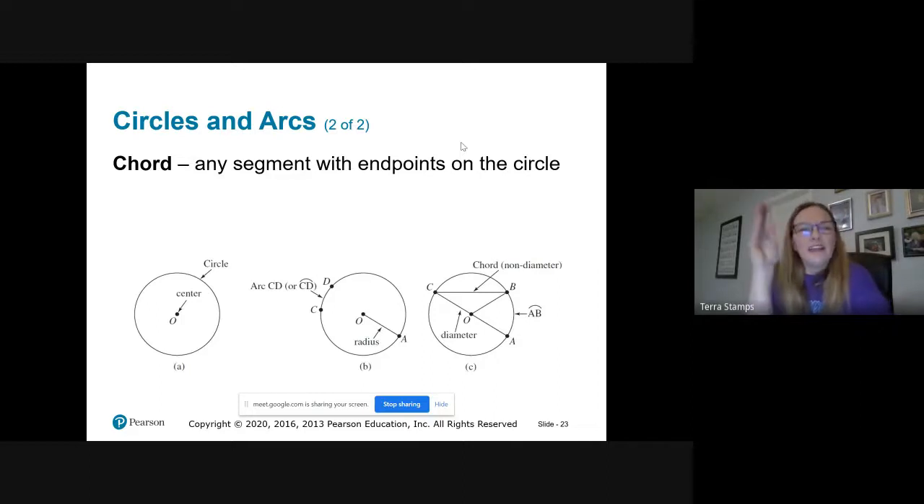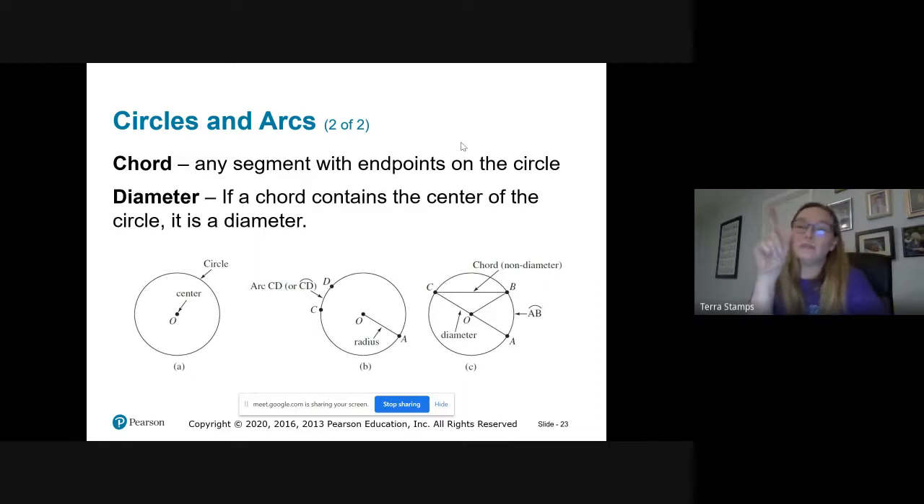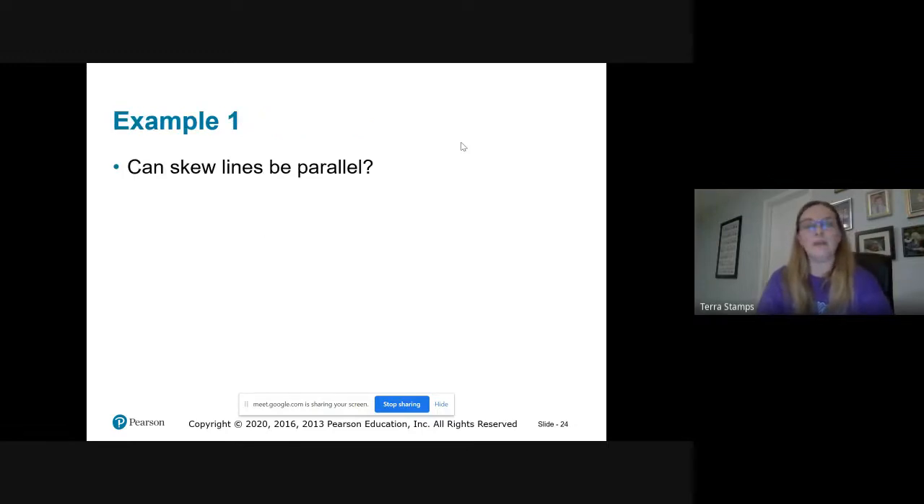A chord is any segment with endpoints on the circle. When I say on the circle, I mean on that outer edge. That's considered the circle. If that chord specifically goes through the center, we call it the diameter. So the diameter is a chord that goes through the center. From the center out to a point is the radius, so twice the radius makes up the diameter. All right, let's do some examples.